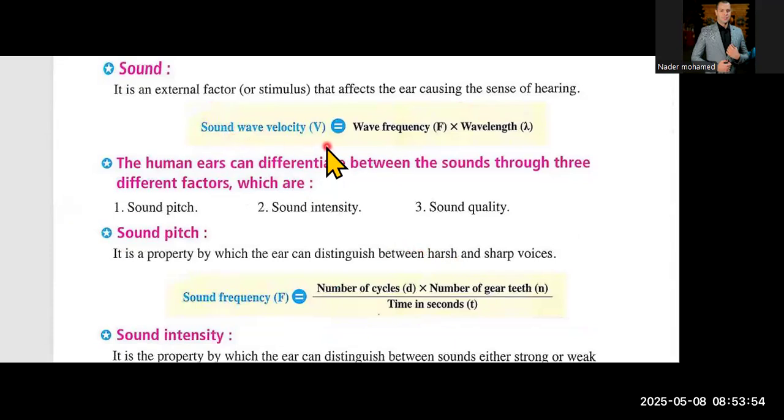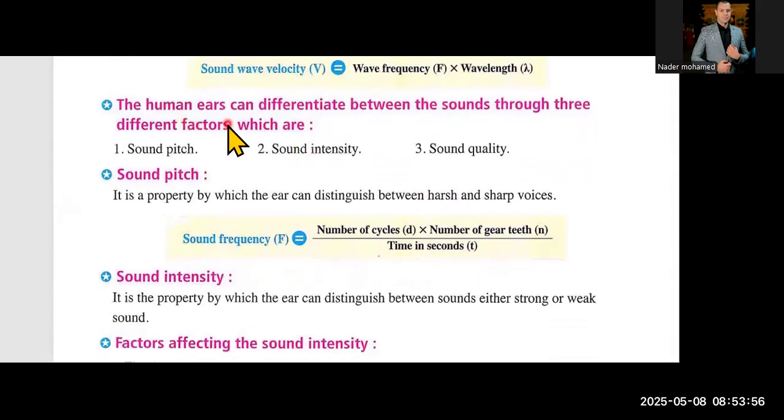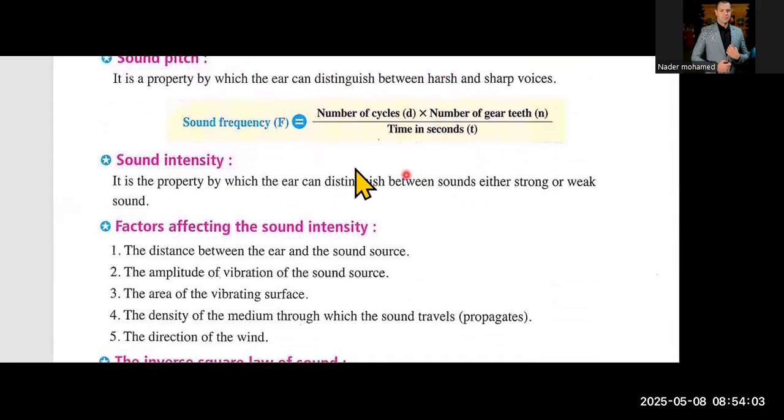We can differentiate between sounds according to sound pitch, sound intensity, and sound quality. This is the rule referred to the Savart wheel: number of cycles times number of hertz over time in seconds.